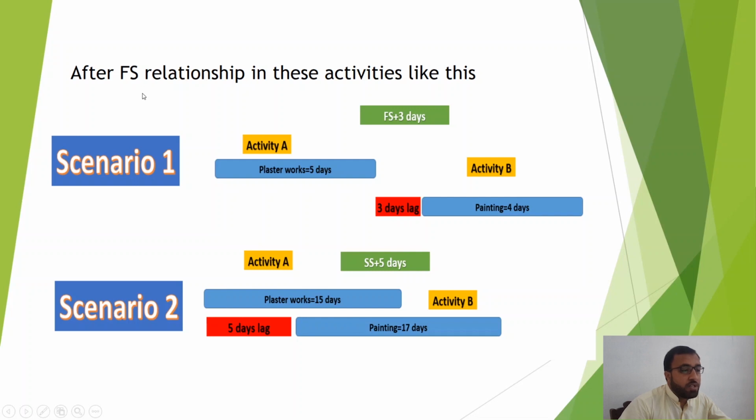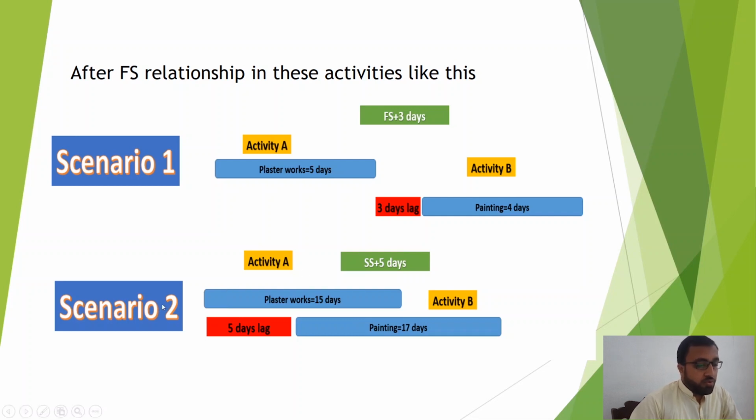After finish to start relationship in these activities like this. So scenario 1. We have activity A here, we have activity B here. Activity A is plaster works, it is taking 5 days, and activity B is painting works and it is taking 4 days. But we want a curing time to be considered between these two activities. So we have introduced finish to start plus 3 days lag, and then activity B will start after the 3 days of finishing activity A. So this is called the lag. The delay time we insert between the activities, between the relationships.